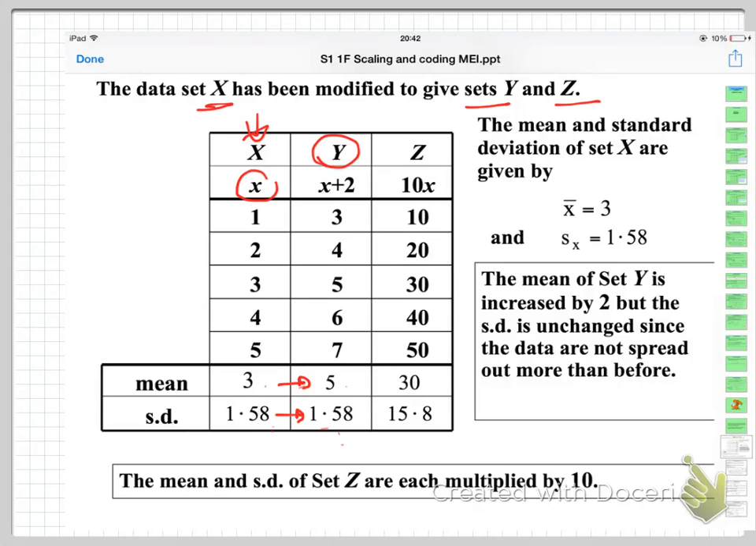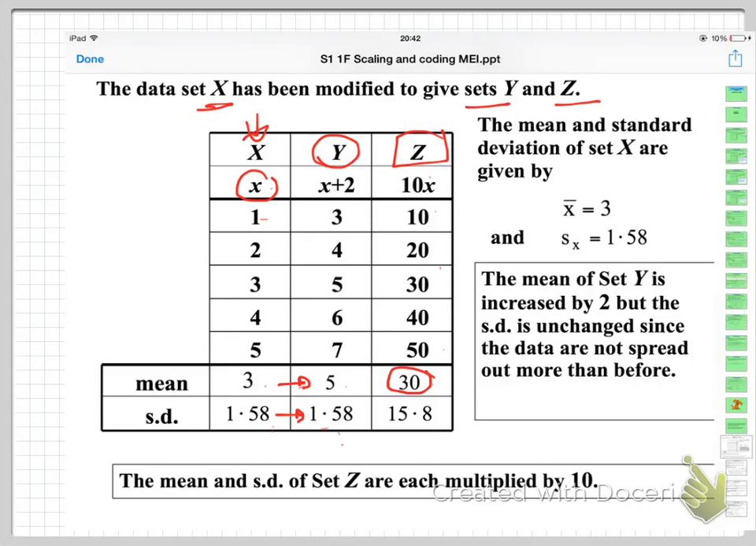Say now we take X and multiply it by 10 to generate this new data set Z. Instead of 1 we now have 10, 20, 30, 40, 50. This has a mean of 30, so the mean changes, and the standard deviation also changes to 15.18. So from what we've seen so far, the mean and standard deviation change if you multiply by a number. However, if you're just adding a number, the standard deviation remains the same. It's only the mean that changes.